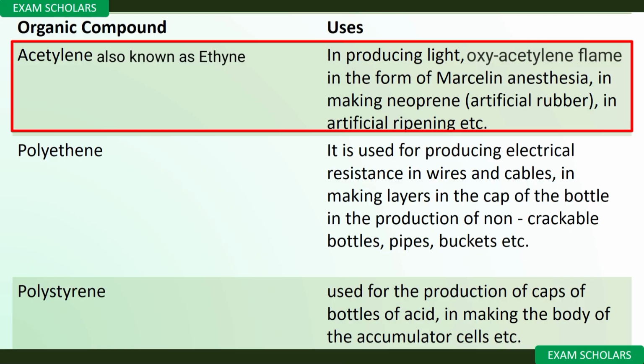Now for acetylene, it can be used for production of light. For oxyacetylene flame, we have oxyethylene flame when you combine oxygen with ethene or ethylene. Now we have oxyacetylene flame, when you combine oxygen with ethine. So you have oxyacetylene flame. Now it can also be used for making anesthesia as well, in making neoprene, artificial rubber, and in artificial ripening. Let me explain artificial ripening for you.